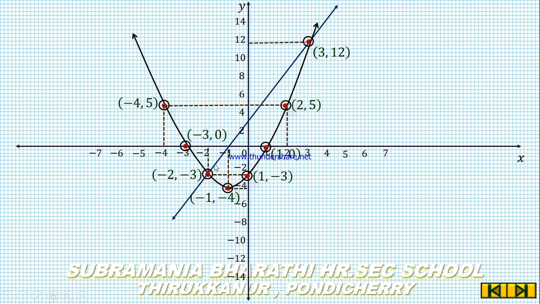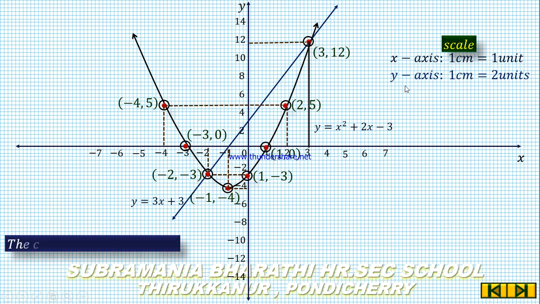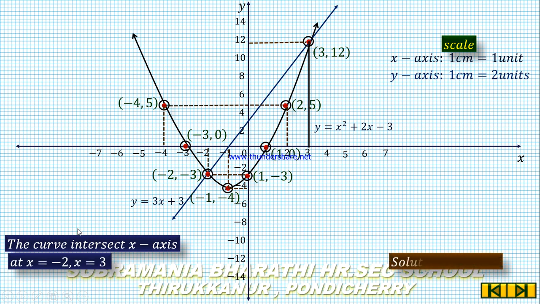Now, this straight line is intersecting the parabola. That is the solution for these equations. This equation intersects at the x-axis at minus 2 and 3. Hence, the solution is minus 2, 3. Scale: on the x-axis 1 centimeter equals 1 unit and on the y-axis 1 centimeter equals 2 units. Then the curve intersects at the x-axis, x is equal to minus 2 and x is equal to 3. Hence the solution is minus 2, 3. Thank you.